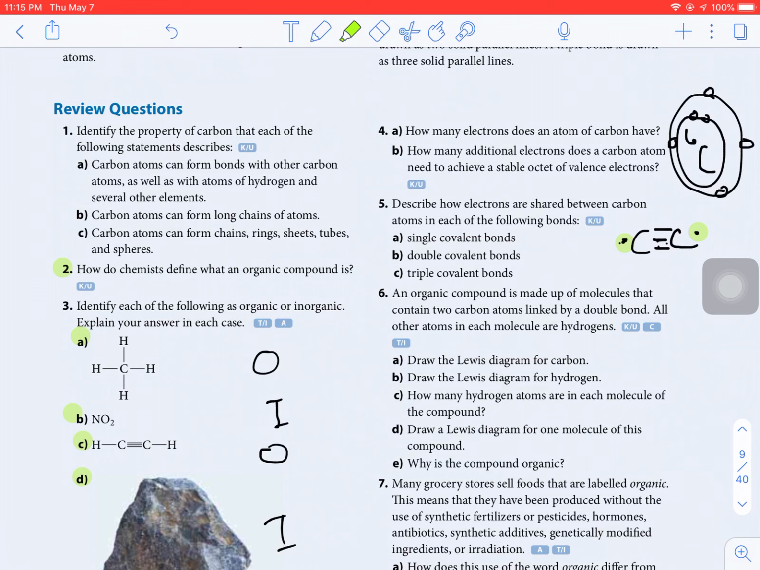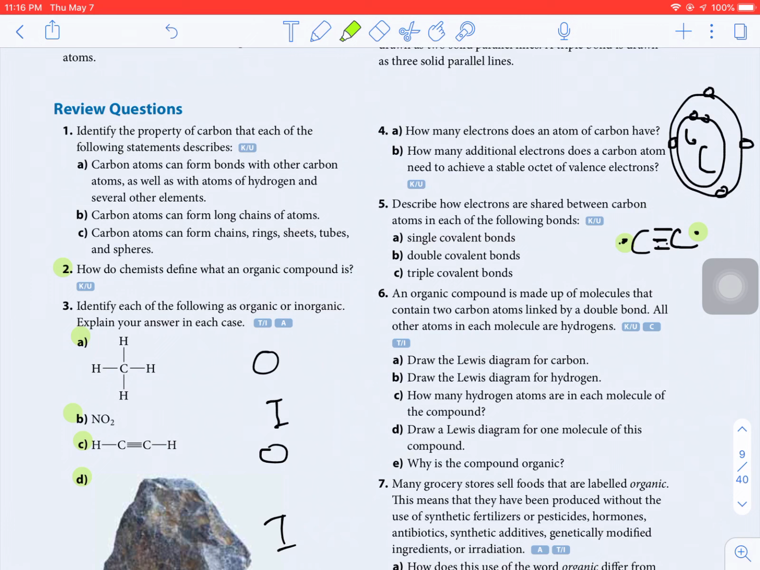Each of them can bond with another atom, right? And it might be a hydrogen, it might be another carbon, right? So again, we're going to look at examples of these in today's note. Question 6 says, an organic compound is made up of molecules that contain carbons linked by a double bond. All other atoms are hydrogens.